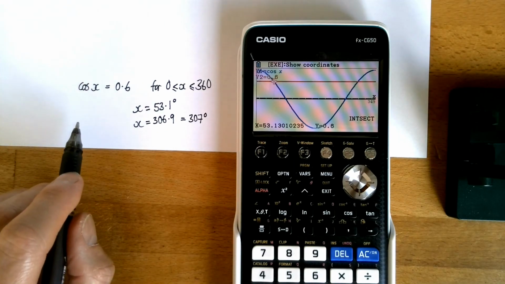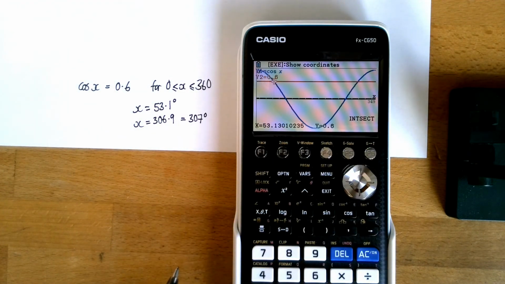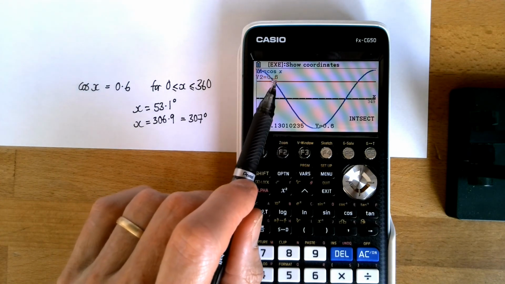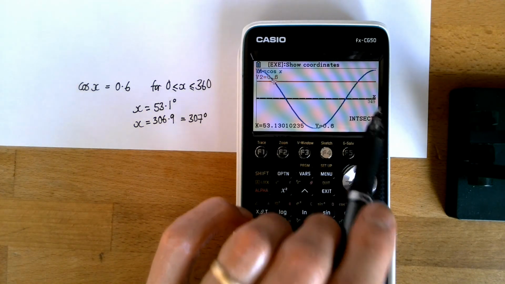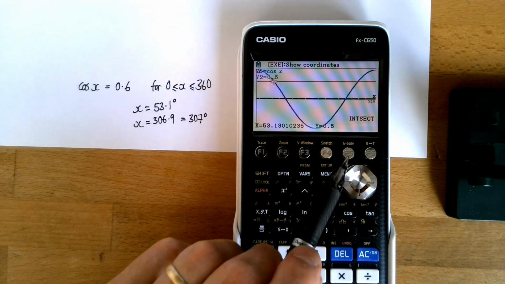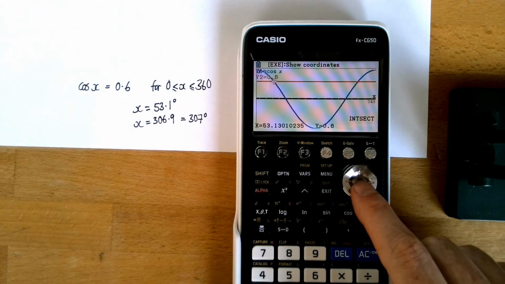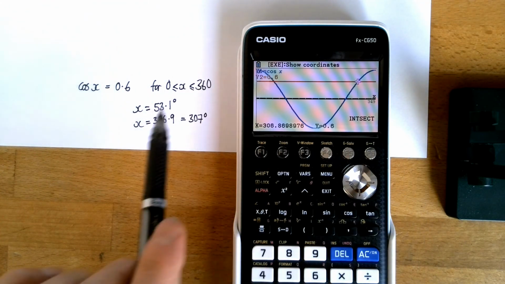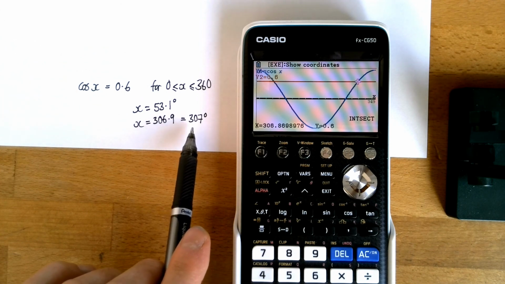Okay, so here are my two solutions. I've plotted the cos curve, which remember is the sine curve shifted along 90 degrees, and I've also plotted the y equals 0.6 line, and I've got two intersections between 0 and 360. I don't know why it's put 349 there. I've asked it to plot 360, but never mind. I use G-solve and intersect, and the first intersection is 53.1 again. Second intersection is 360 minus that, so this time it's 306.9, which if you round to 3 sig figs is 307. Good stuff.